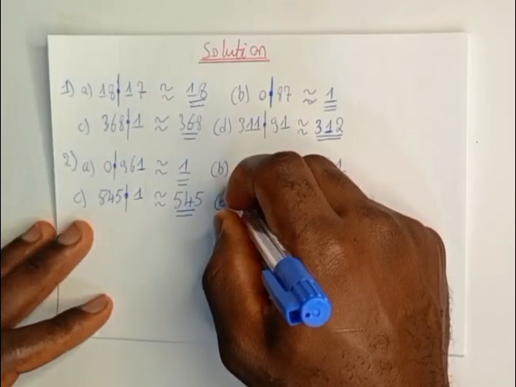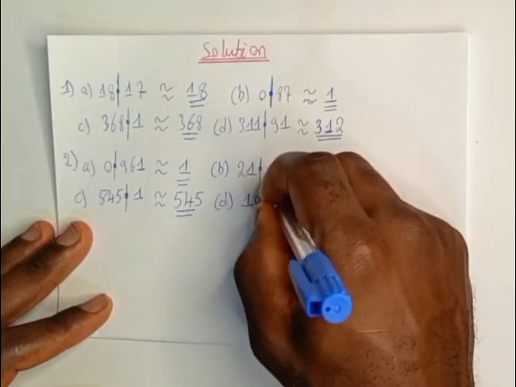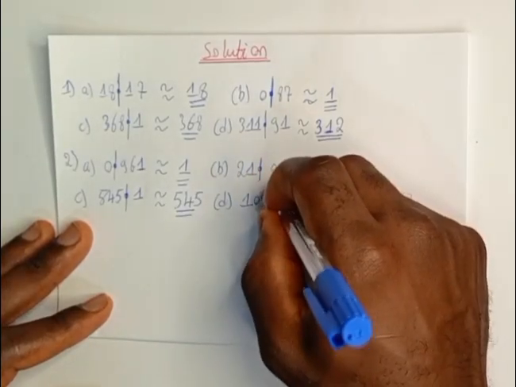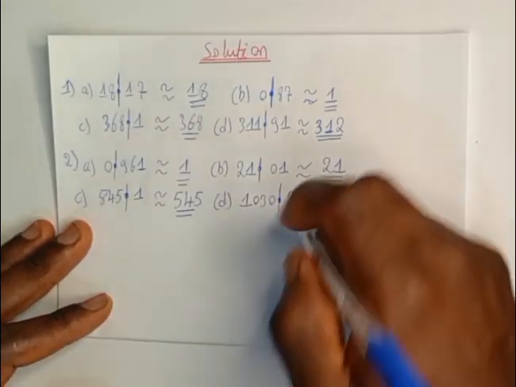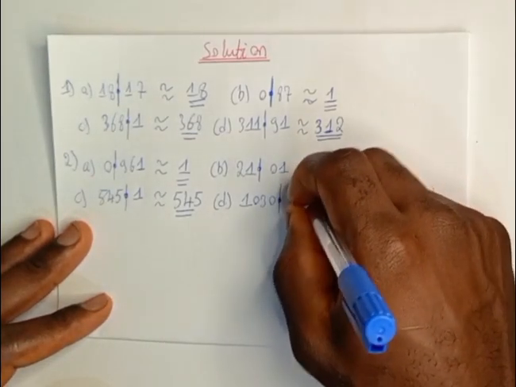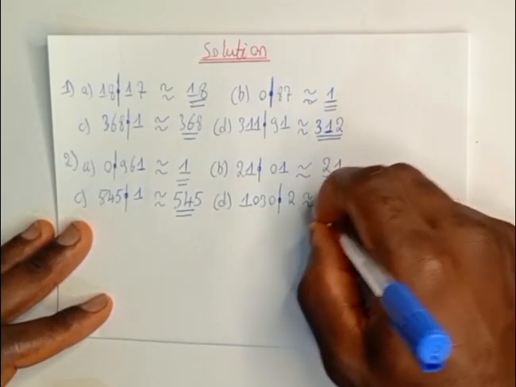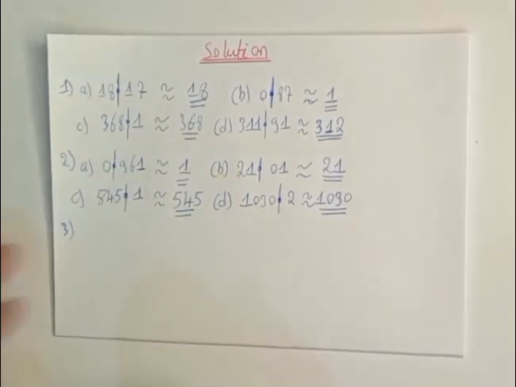For D, we have the number 1030.2. We have to eliminate the fractional part 0.2. 2 is less than 5. It is rounded down to 0. This will give us 1030. We move now to question 3.